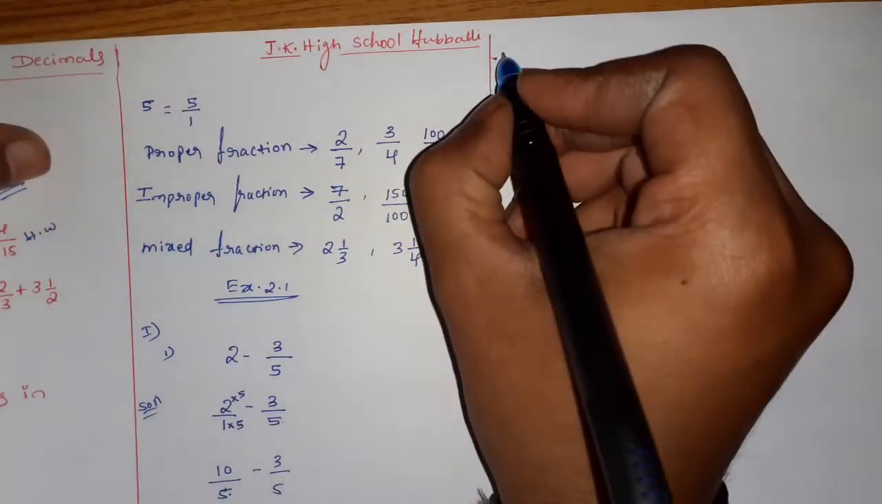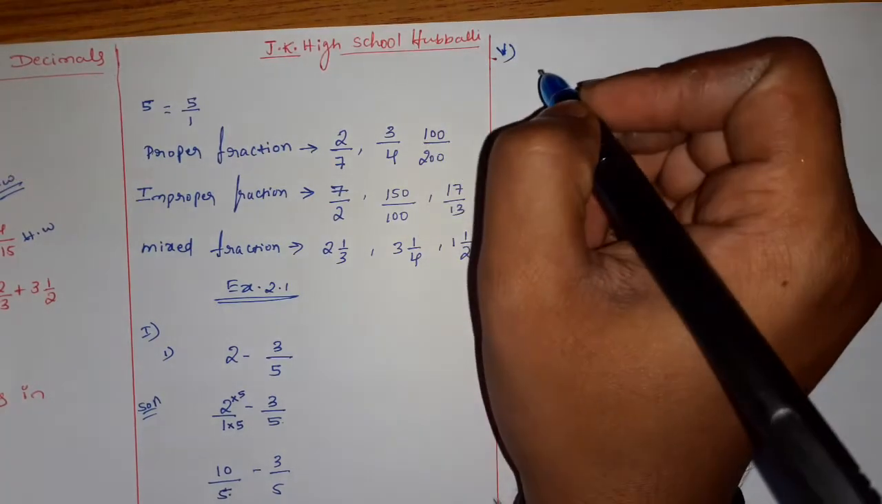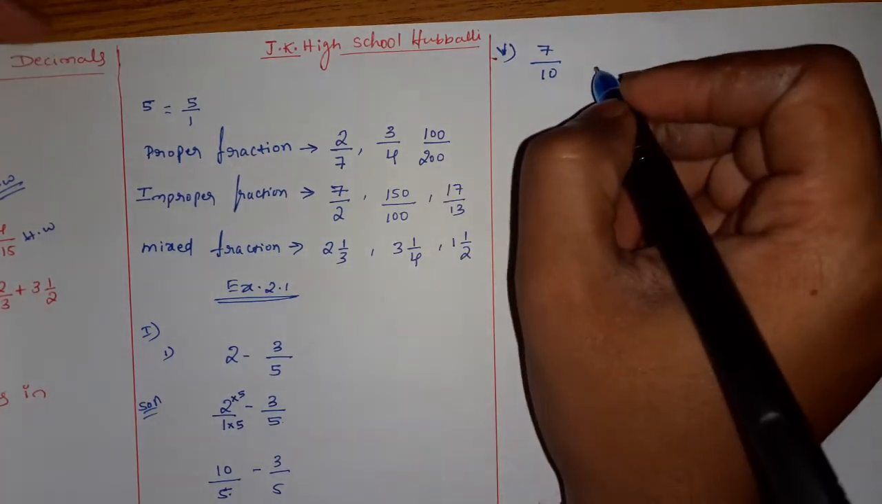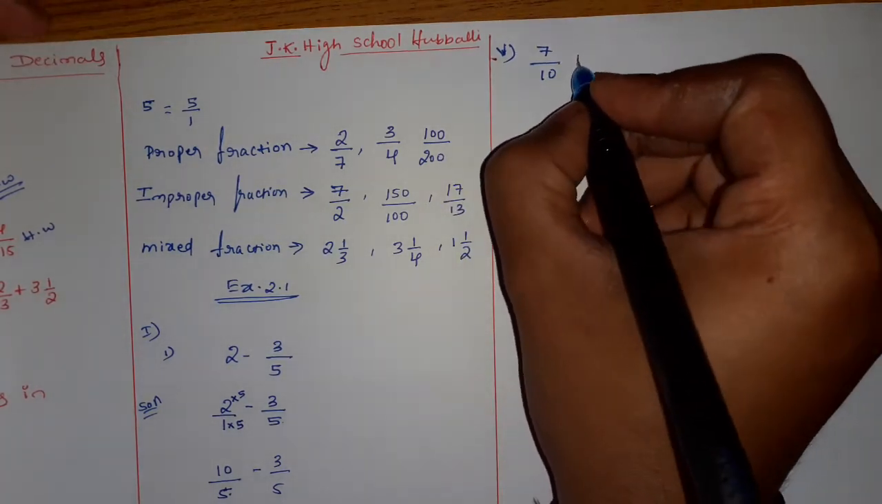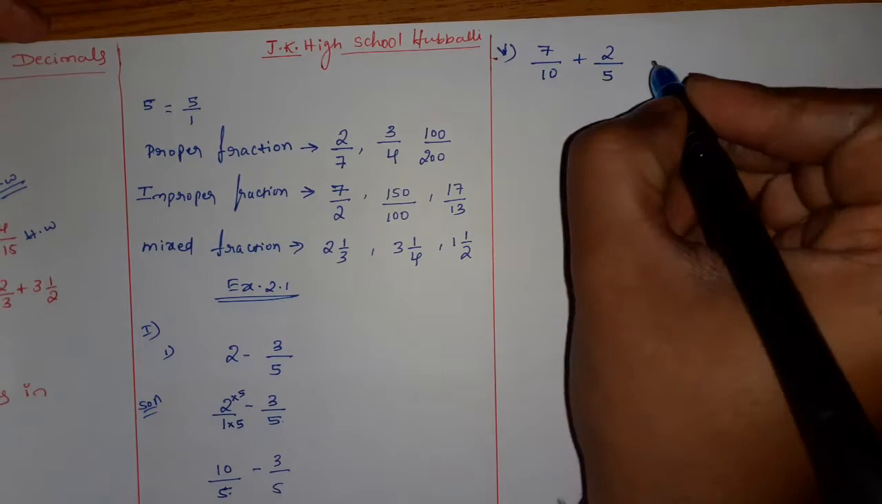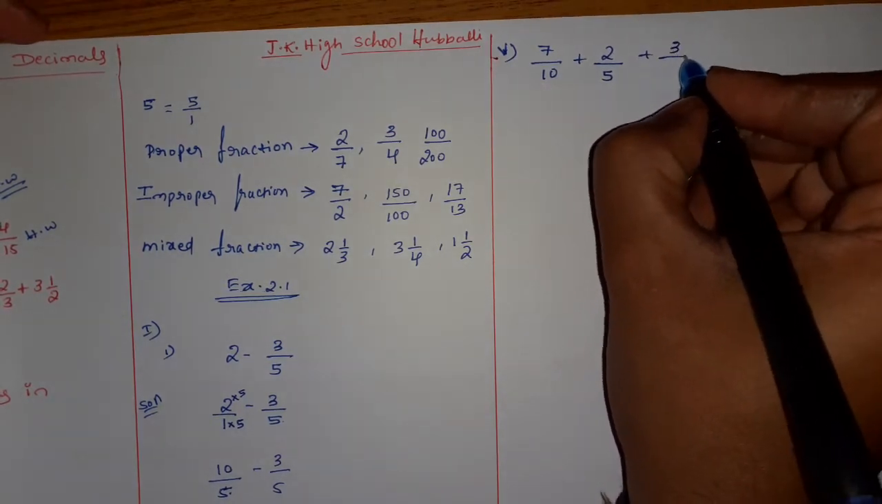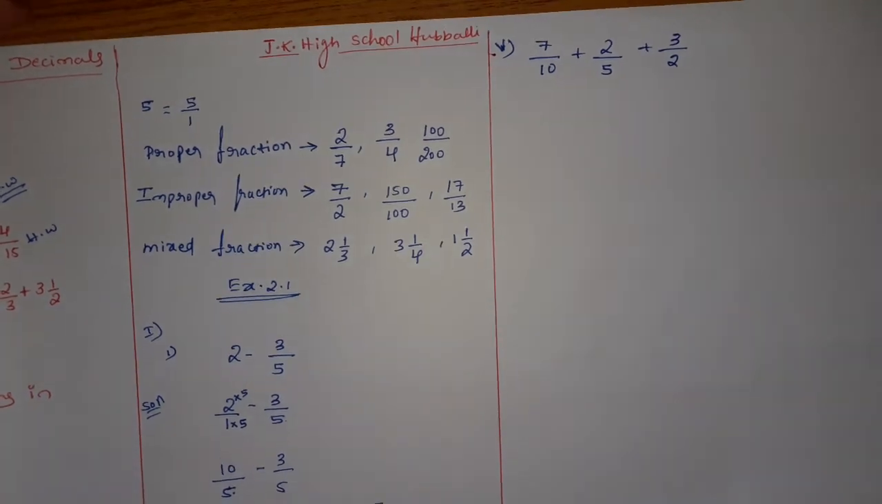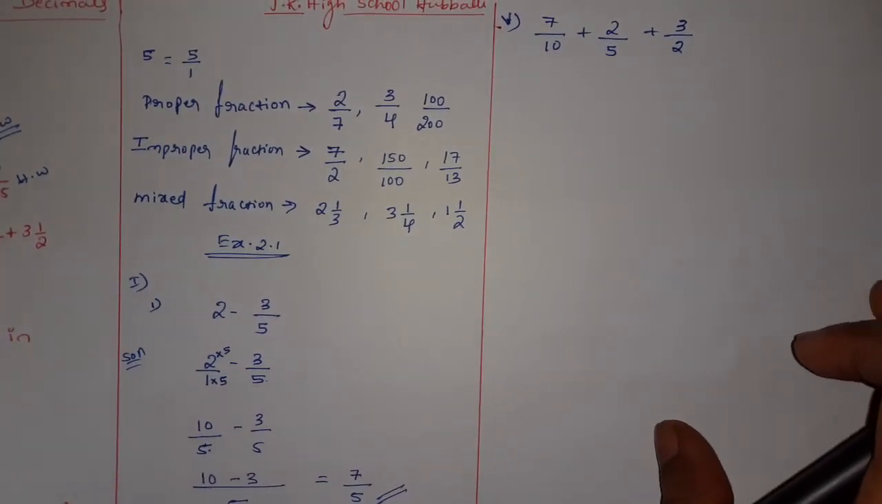Fifth question. Fifth question is 7 by 10 plus 2 by 5 plus 3 by 2. See, there are two ways. In two ways you can solve this.